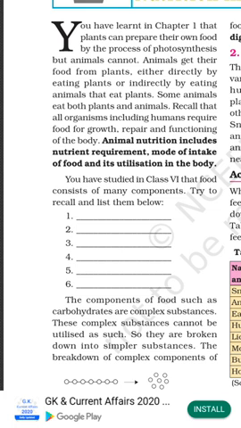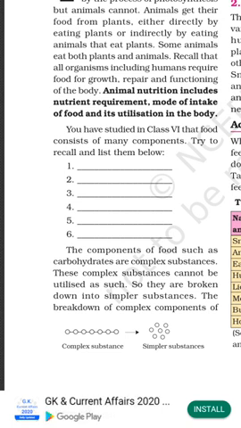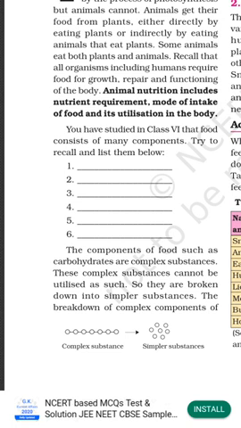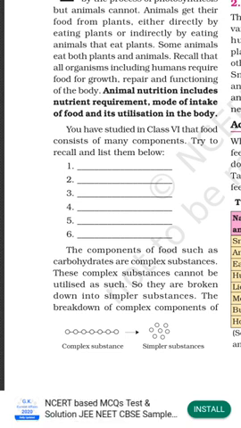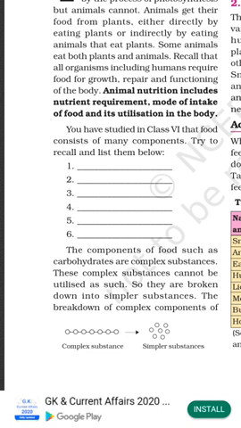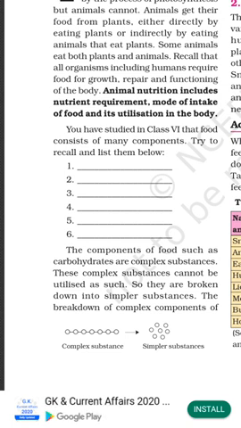So these nutrients, like carbohydrates, proteins or fats that we are taking in, are very large molecules. They are highly complex, big molecules, so our body cannot absorb them directly. For that purpose, they have to be broken down into simpler substances or simple compounds. Complex to simpler: converting the bigger molecule into smaller molecules.